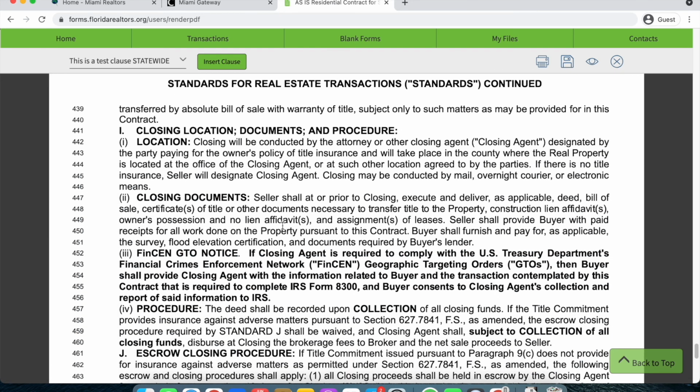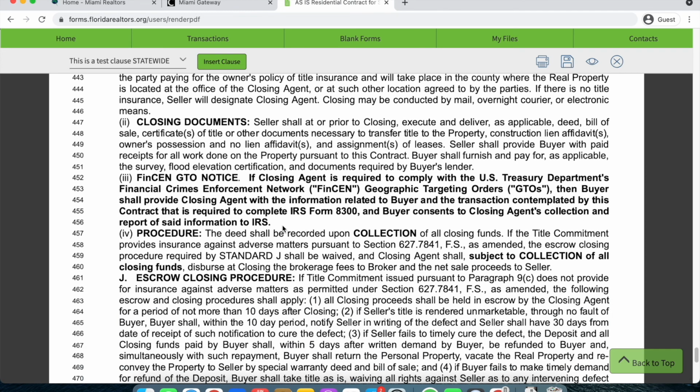Closing location, documents, and procedure. All right, so you may get an offer in Dade County, and in that offer, the title agent that the buyer chose is located in Palm Beach County or Broward County. Always understand that your buyer has the right to close in the county where the real property is located, and there should be no cost for you if they're out of the county. They should be able to send a mobile closer or notary over to close you in the county that you're in.